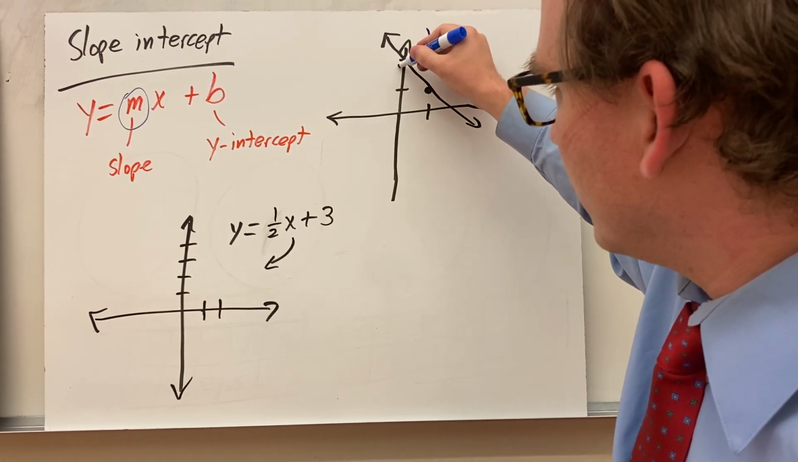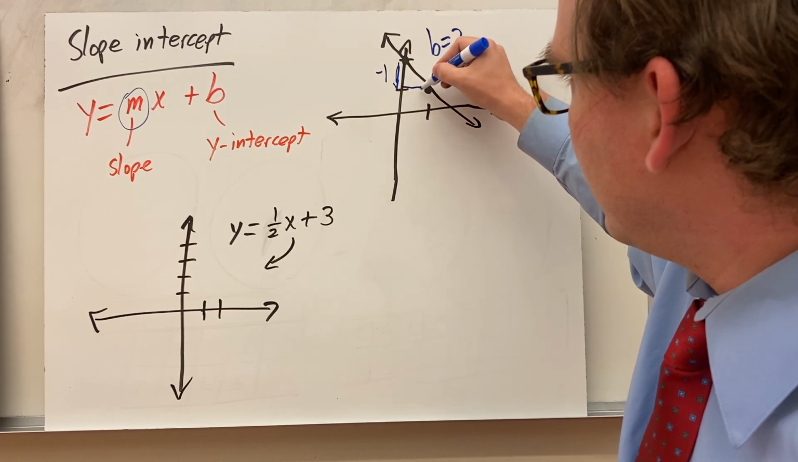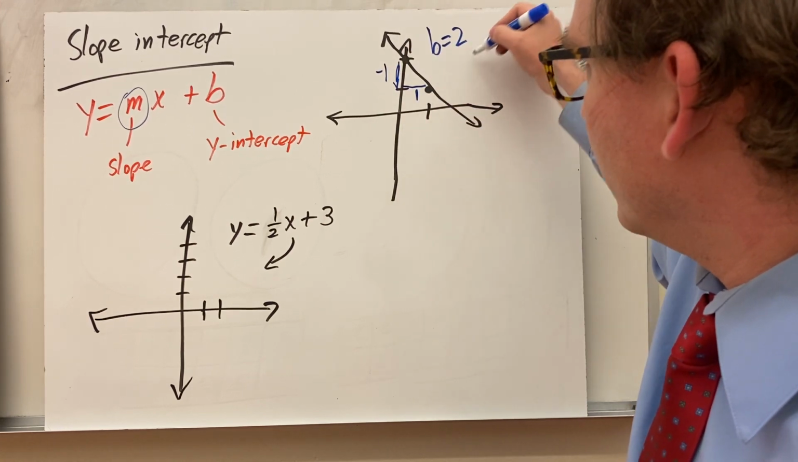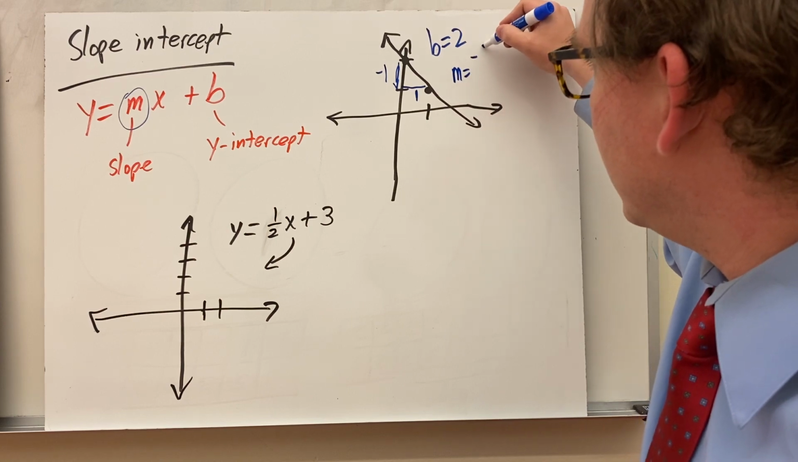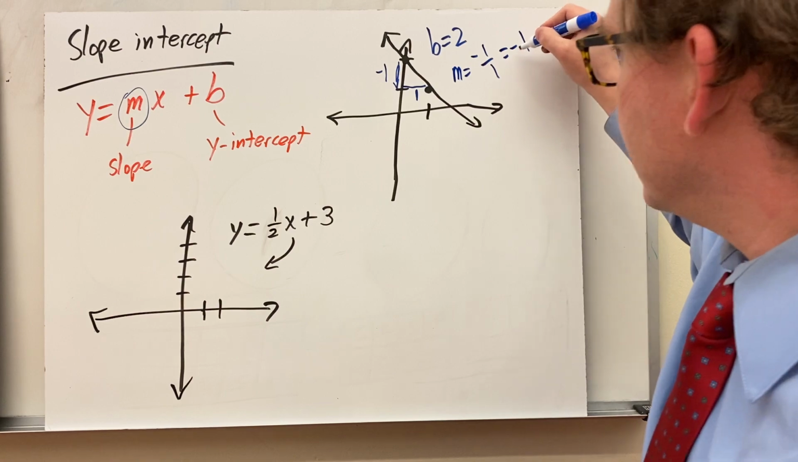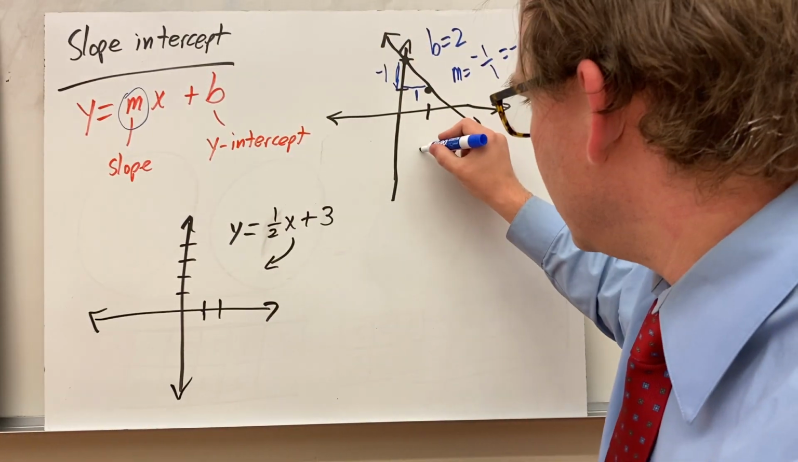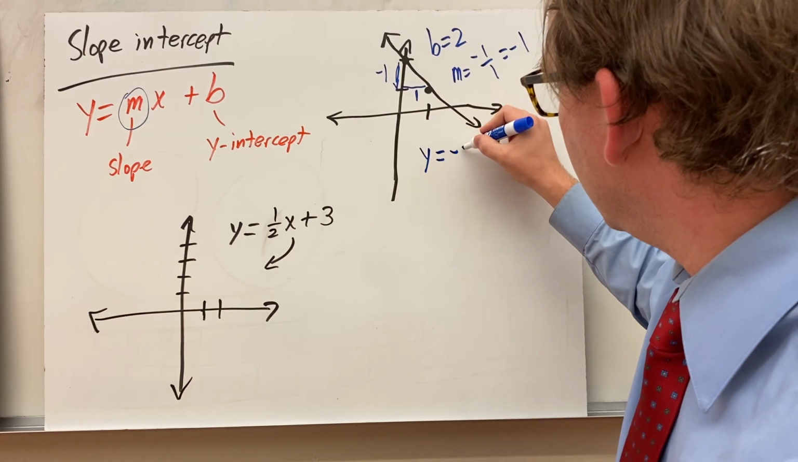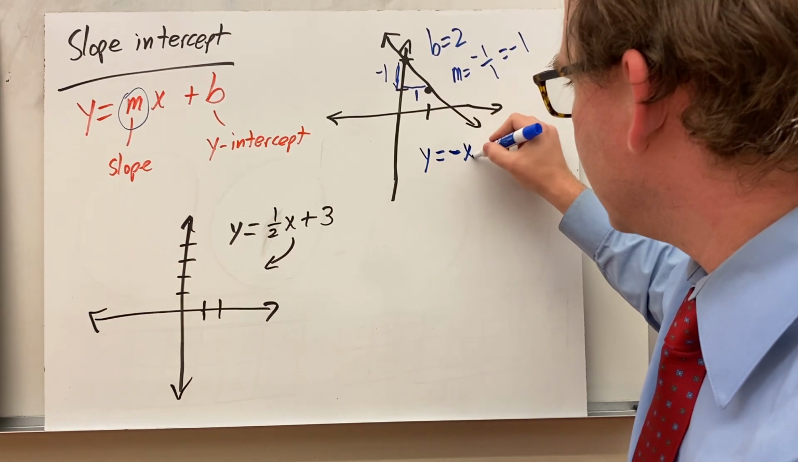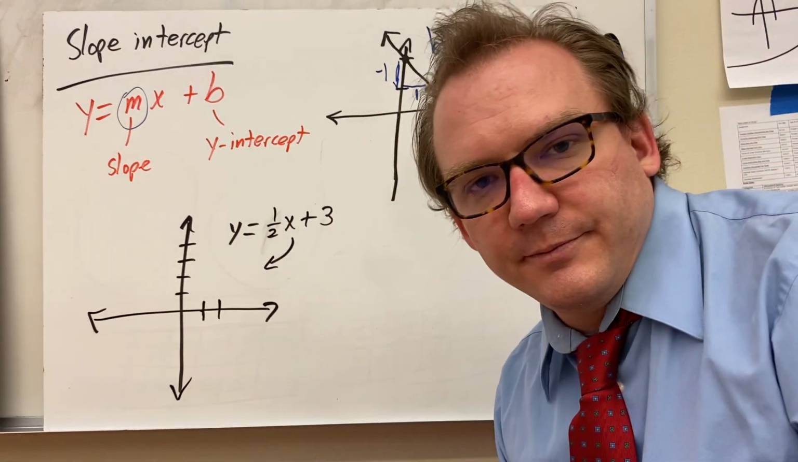Slope is rise over run. In this case, my rise is going down, so it's -1, and my run is 1, so I go down 1 over 1. So m equals -1 over 1, which equals -1. I can then substitute b and m into y equals mx plus b. So I can write the equation y equals -1x, or -x plus 2. That's the equation for that line.